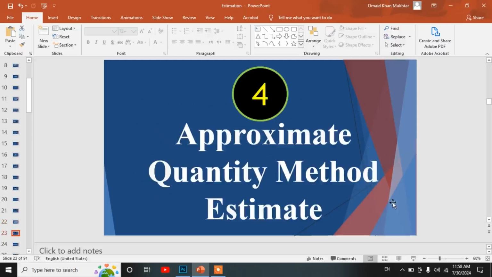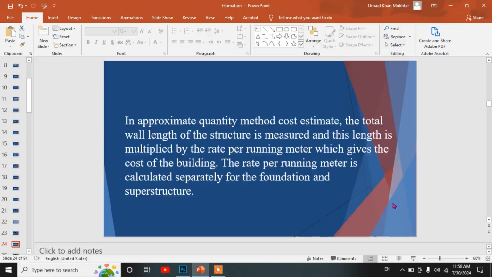Fourth, approximate quantity method estimate. In approximate quantity method cost estimate, the total wall length of the structure is measured and this length is multiplied by the rate per running meter, which gives the cost of the building. The rate per running meter is calculated separately for the foundation and superstructure.